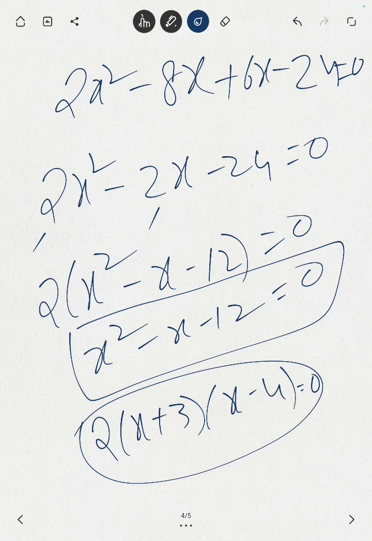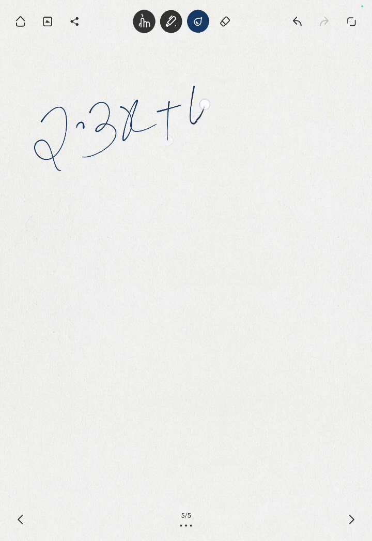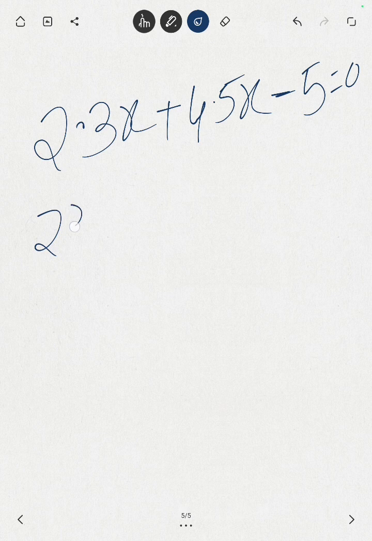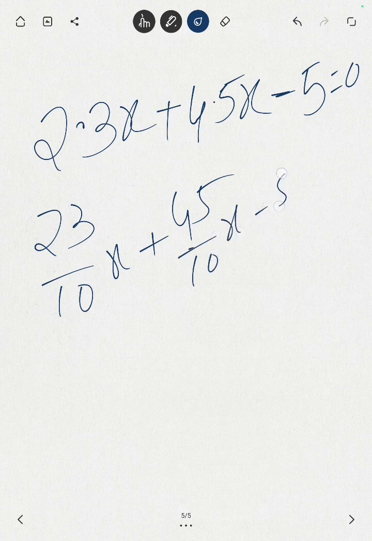And the final example which I would like to give you is where coefficients are in decimal form. See 2.3x square plus 4.5x minus 5 equals 0. Again, no need to bother. No need to bother here. So convert this decimal form to fraction. Am I right? Now, you know what you have to do from here.